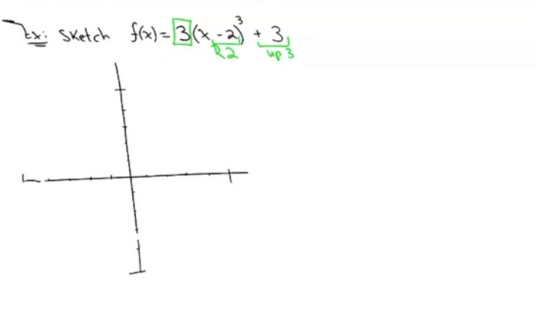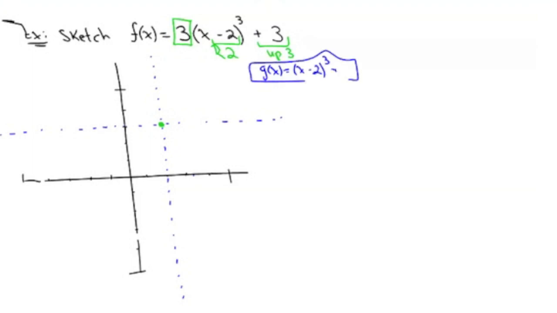Okay. So let's get our reference lines in there first. Right 2 would be right here. I'm going to be a little bit more precise with this graph. And up 3 would be right here. Okay. So the only guaranteed point on our graph is going to be here: 2, 3. I'm going to kind of ignore the 3, so the first graph I'm going to do is g of x is equal to (x minus 2) cubed plus 3. Just the regular transformation of a cube graph. And I'm only going to do it as a dotted line.